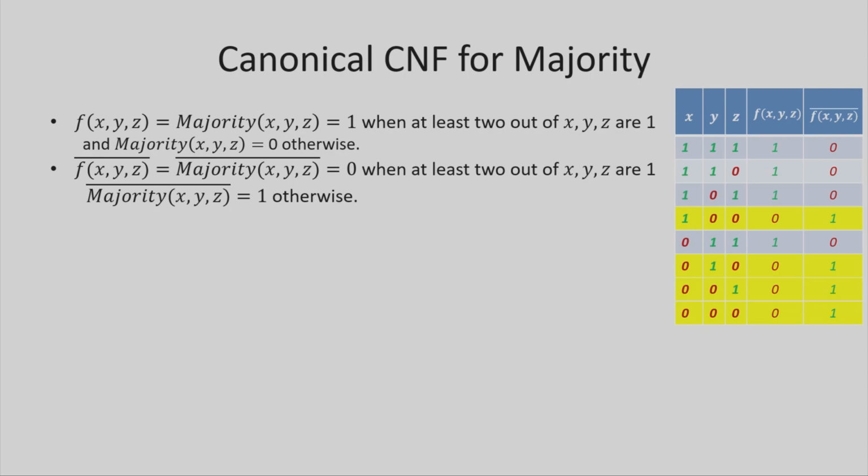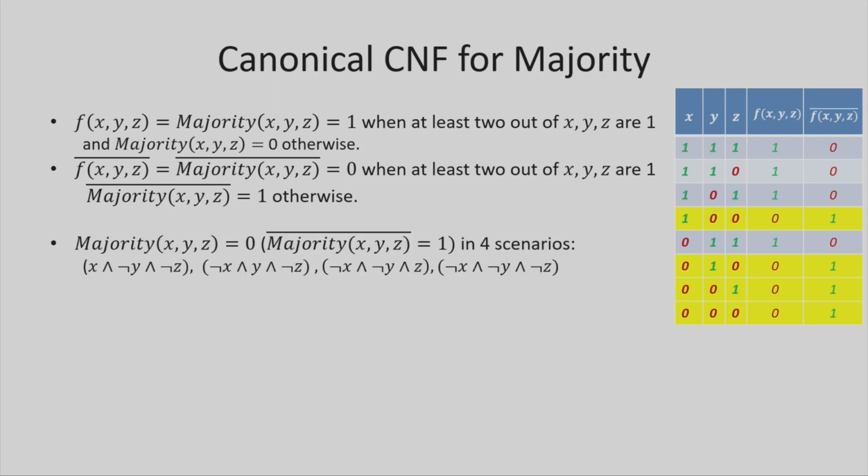Okay, let's do an example. Suppose now for the function that's majority, we want to write a canonical CNF. Let's now look at the negation of majority, the function that does the exact opposite, the function that outputs a 0 whenever majority would output a 1. It's very easy to convert the truth table for majority into the truth table for its opposite. Just switch all the zeros to ones and vice versa.